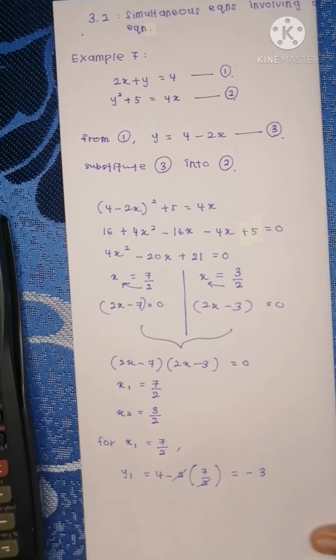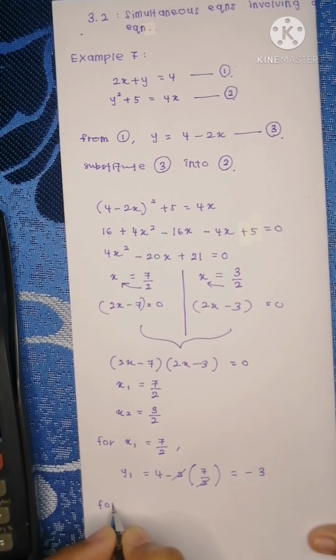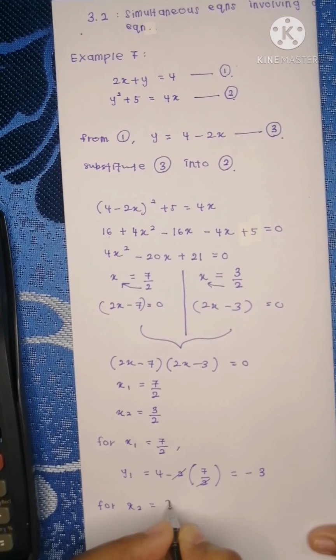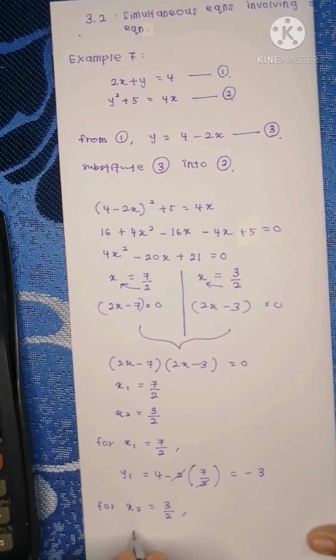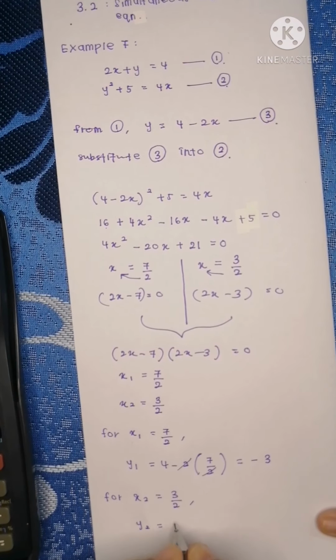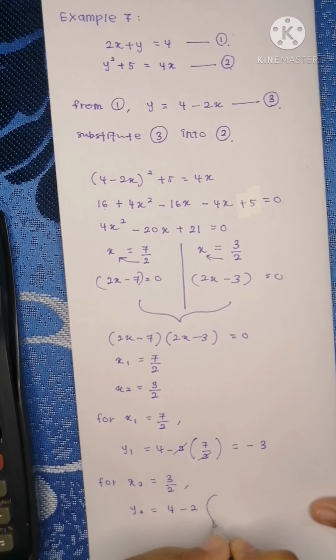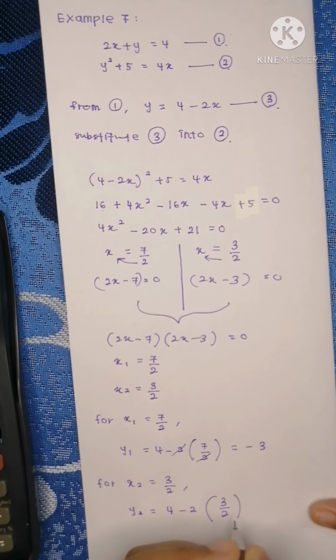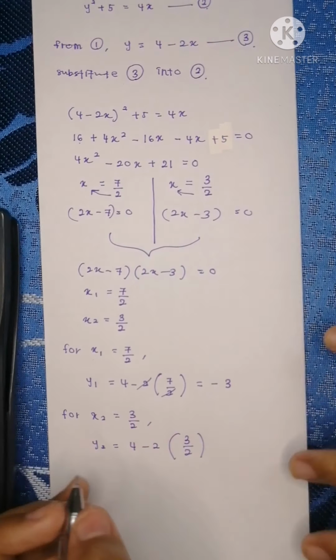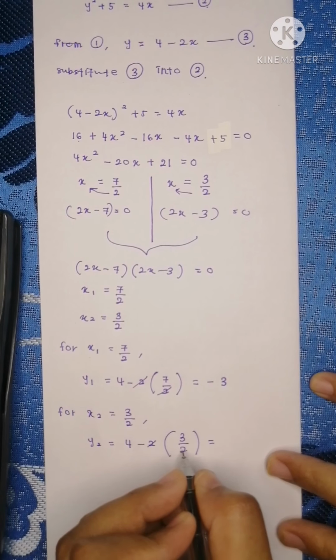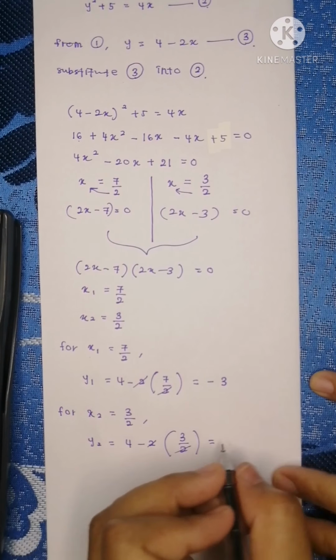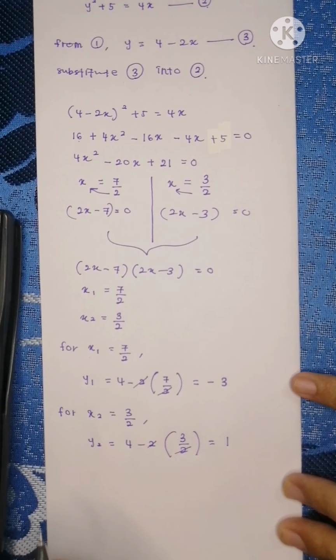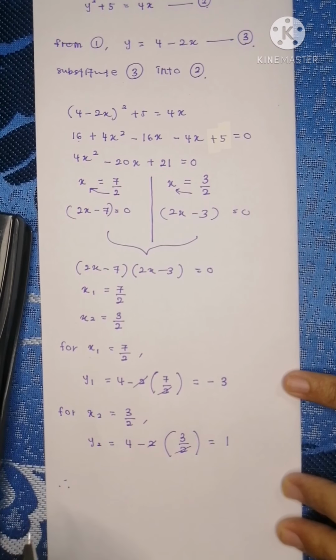For the second value of unknown x, you do it like this. For x2 equal to 3/2, y2 is equal to 4 minus 2 times 3/2. Okay, 3/2. So you eliminate this one, and then 4 minus 3, you got 1. So we already done for the solution.